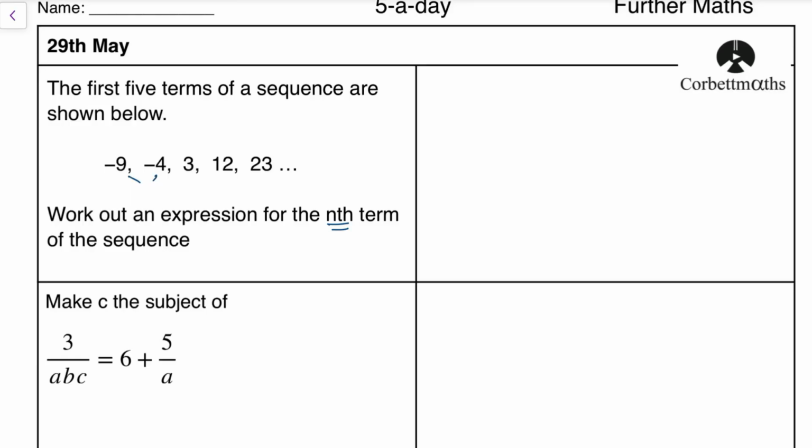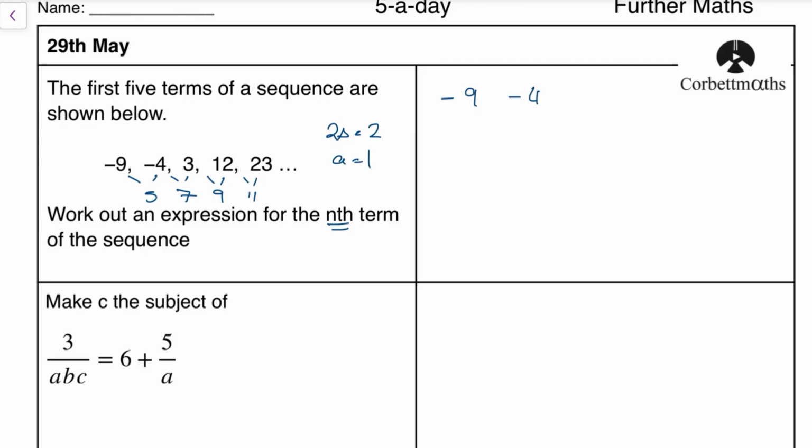So the difference between here and here is plus 5. The difference between here and here is plus 7. You can see where this is going, plus 9, plus 11. So it is quadratic, which means my second difference is 2, which means my A is 1. Let's write down the next bit.